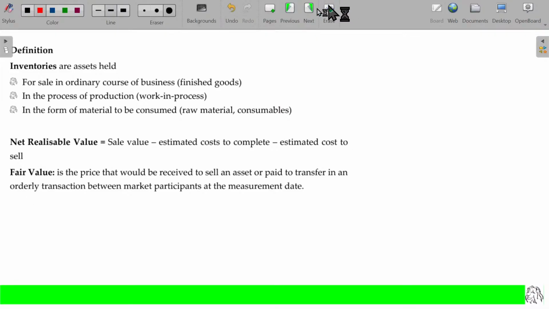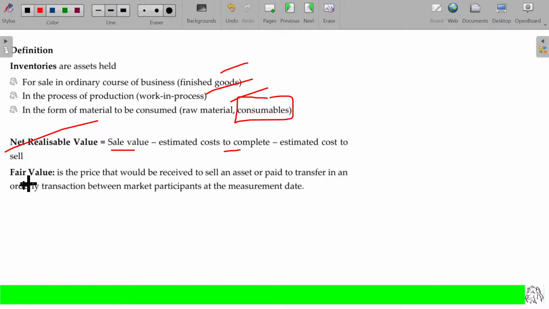Now, what are the inventories? Already we have studied finished goods, work in progress, raw materials. Not only that, consumables will also be forming part of it. And NRV is nothing but sale value, less estimated cost to complete, and estimated cost to sell. Already we discussed that. So once you finish up the illustration, most of the knowledge is already covered.